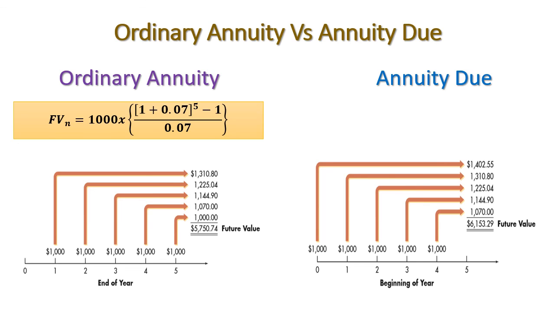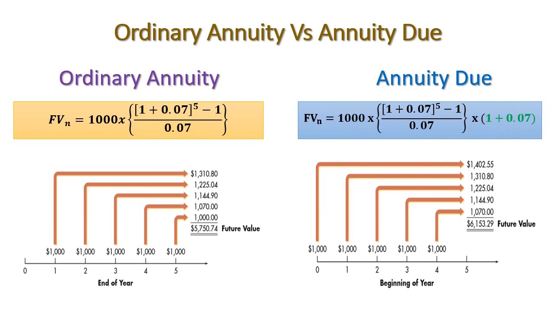In the case of annuity due, we can find the future value of the annuity by multiplying 1,000 times the future value interest factor for ordinary annuity and adding the extra interest for 1 year for each deposited amount, to get 6,153, because the first amount deposited in annuity due gets an extra 1 year over the first deposit in ordinary annuity.